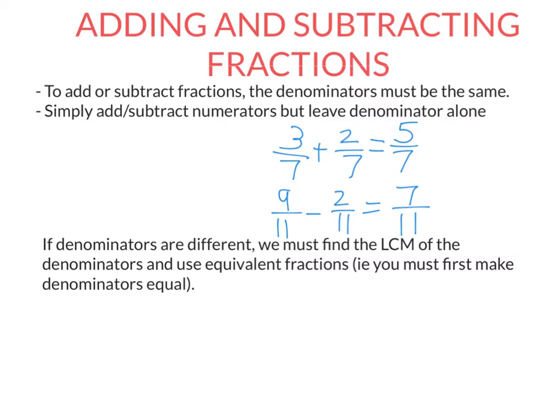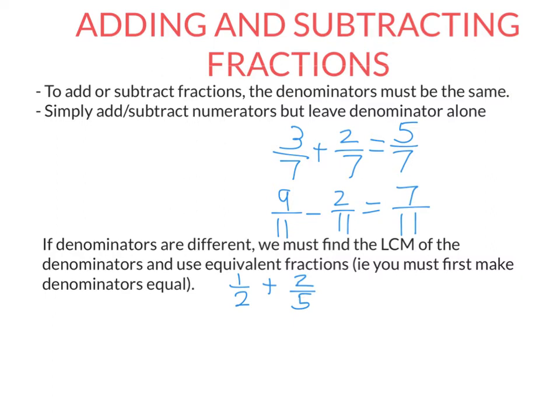This is where it gets really tricky. If the denominators are different, we actually have to use a little trick to make them the same. That trick is finding the lowest common multiple of the denominators and using equivalent fractions. Let's look at an example. So let's say I have a half plus 2/5. Here, the denominators are different. The denominator here is 2, here it is 5. So we can't add them yet.